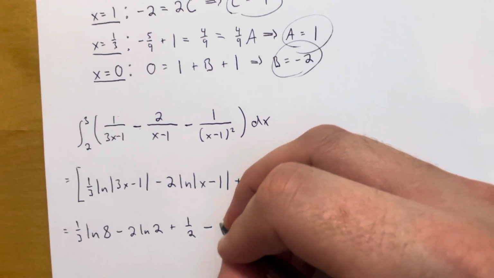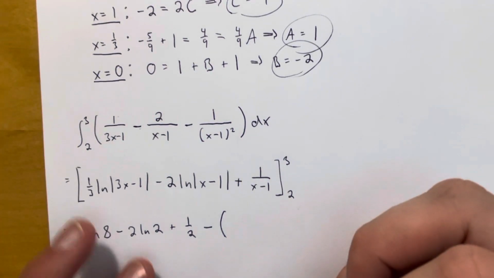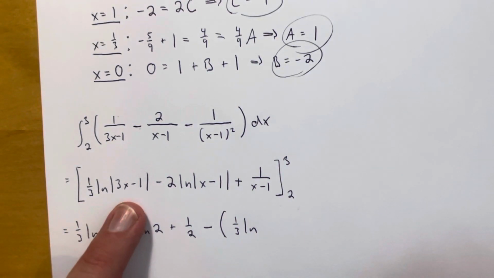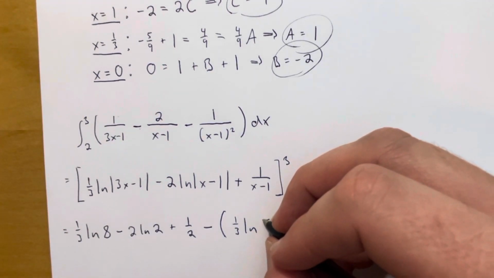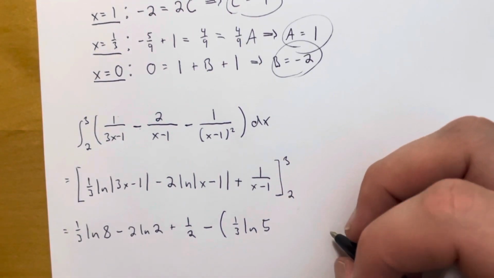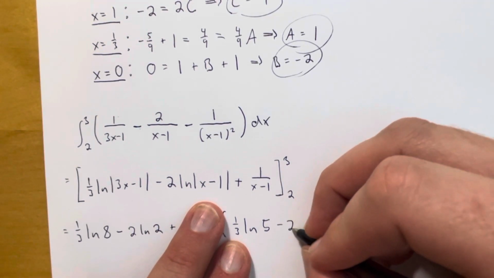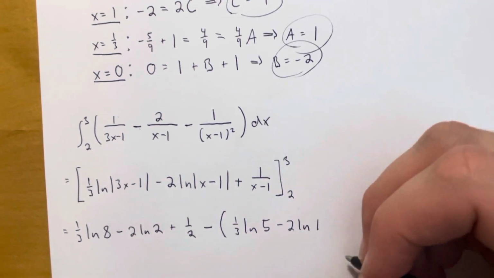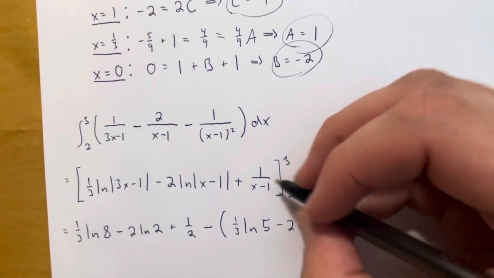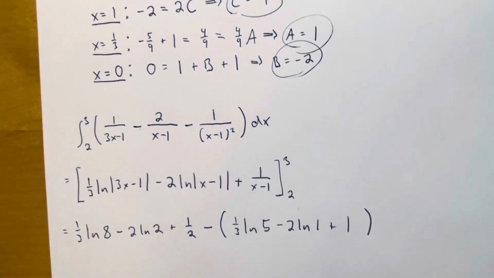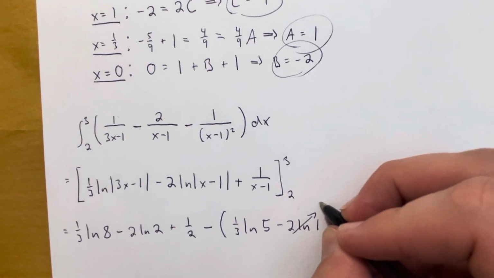Then I subtract, plug a 2 in next. 1/3 natural log. 2 times 3 minus 1 would be 5. So I have 1/3 natural log of 5. Minus 2 times the natural log of 2 minus 1, which is 1. Plus 1 over 2 minus 1, which is just 1. Okay, so a couple of things I can do here. First of all, the natural log of 1 is 0, so that term goes to 0.